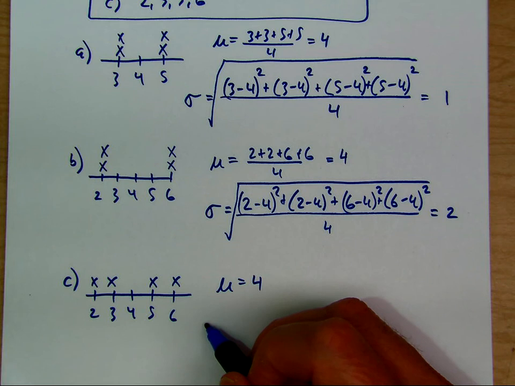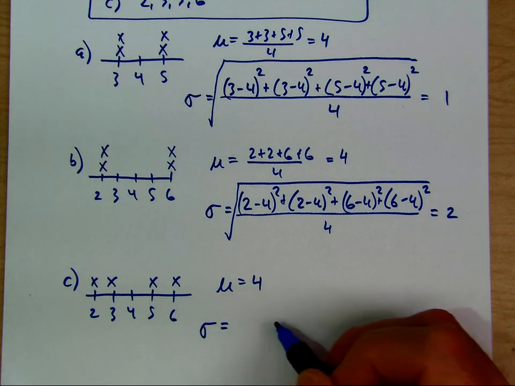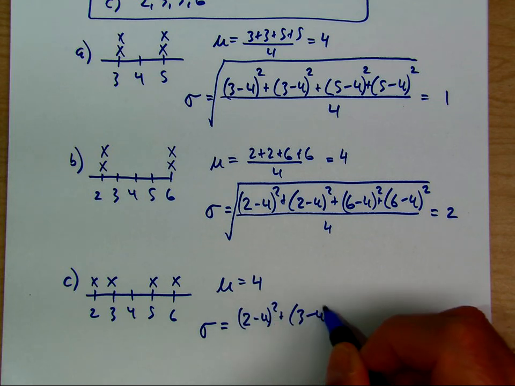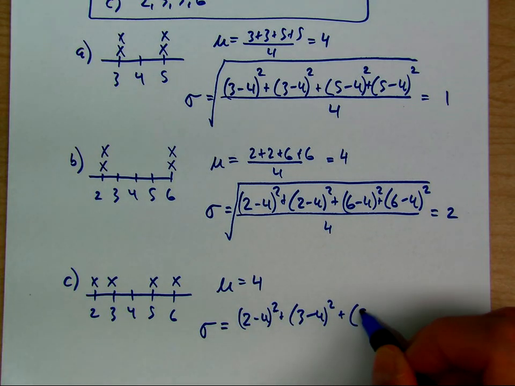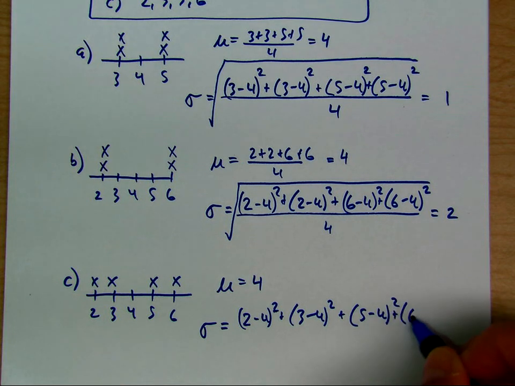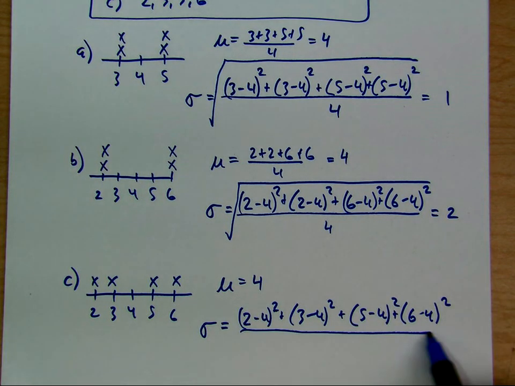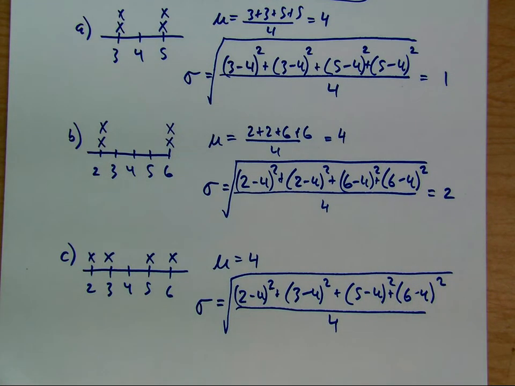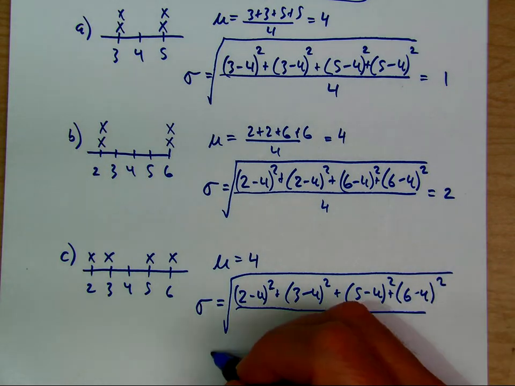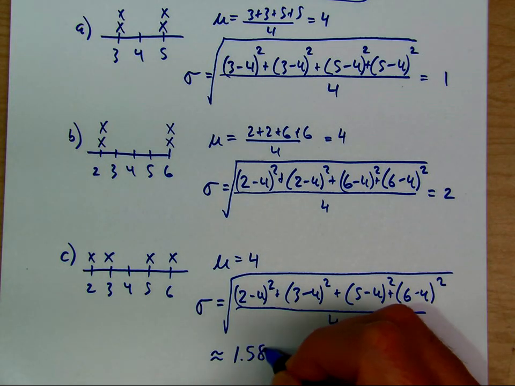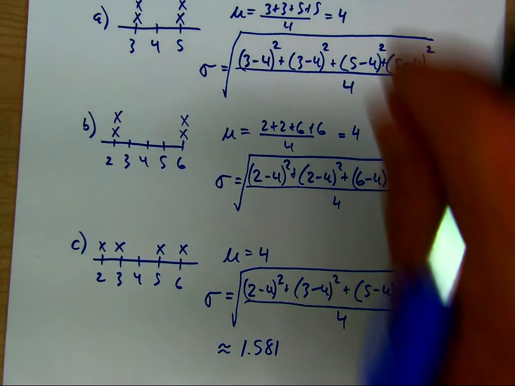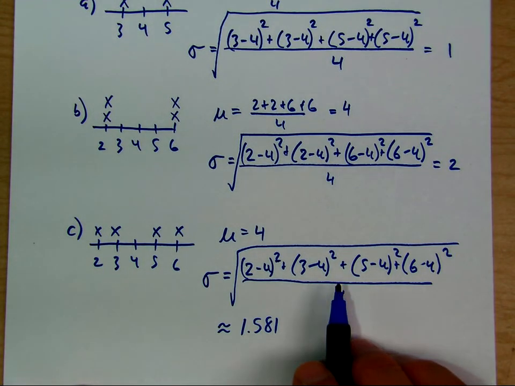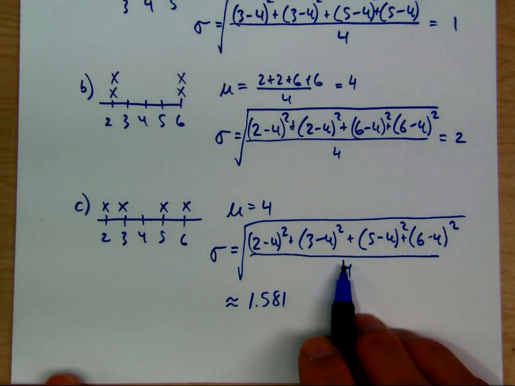It's a little different from that. So we're going to say sigma is 2 minus 4 squared, 3 minus 4, 5 minus 4, 6 minus 4, divided by 4, and we get 1.581. So that's a little different than what we expected. It looked like it should be 1.5 and now it's 1.581. But we'll just stick with that formula. That's what everybody uses.